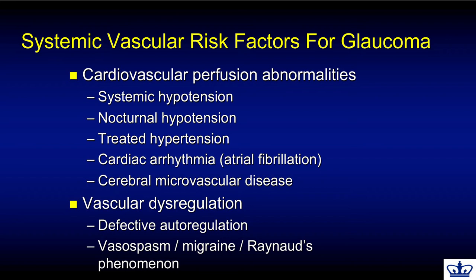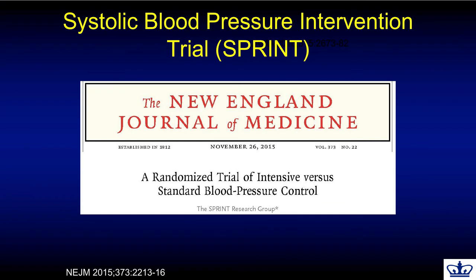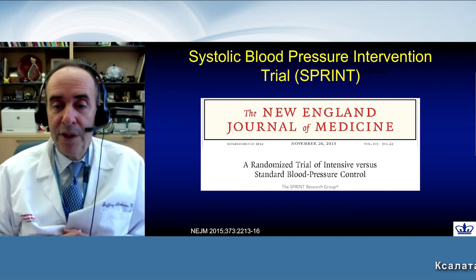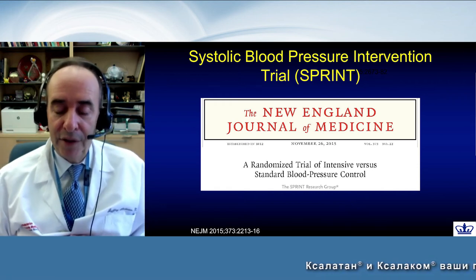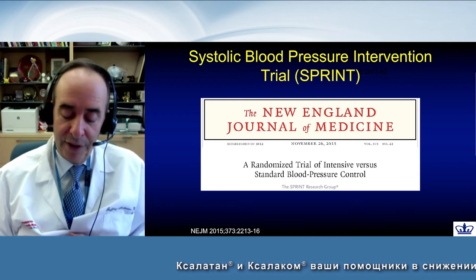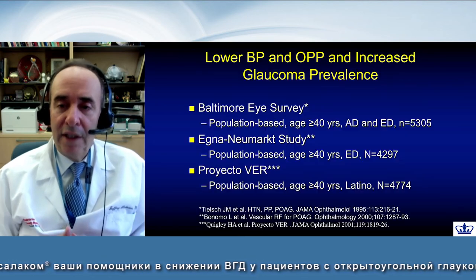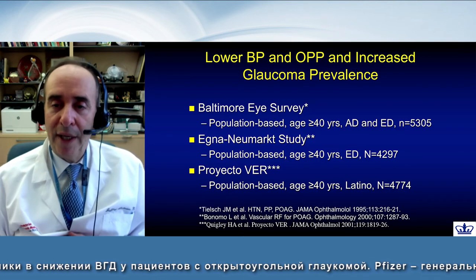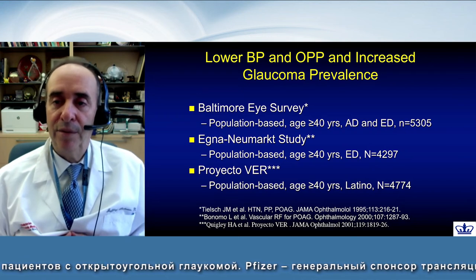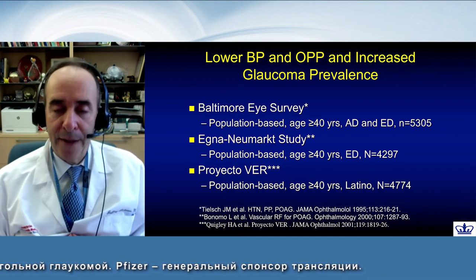There are a whole series of articles on vascular dysregulation, including vasospasm, migraine, and Raynaud's phenomenon that all predict glaucoma onset and progression. I would like to bring your attention to one article that was recently published in the New England Journal of Medicine related to intensive versus standard blood pressure control called the SPRINT trial. Before I get to that though, I just wanted to review a little bit about what we know about systemic blood pressure and ocular perfusion pressure and glaucoma prevalence.